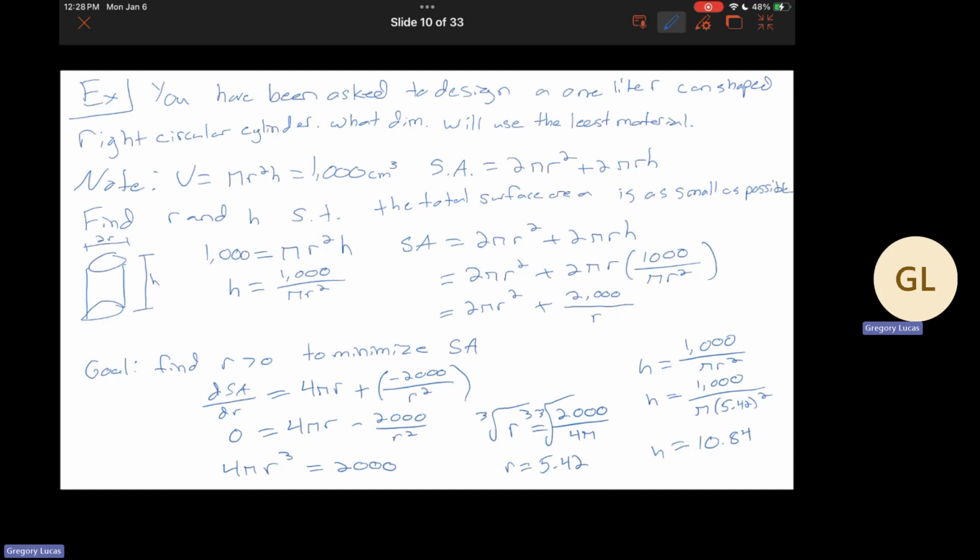So our final conclusion would be that the 1 liter can that uses the least material has r about 5.42 centimeters and h about 10.84 centimeters. I don't have space to fit that, but let's make sure we have our units on our r and our h. And it's all in centimeters here.